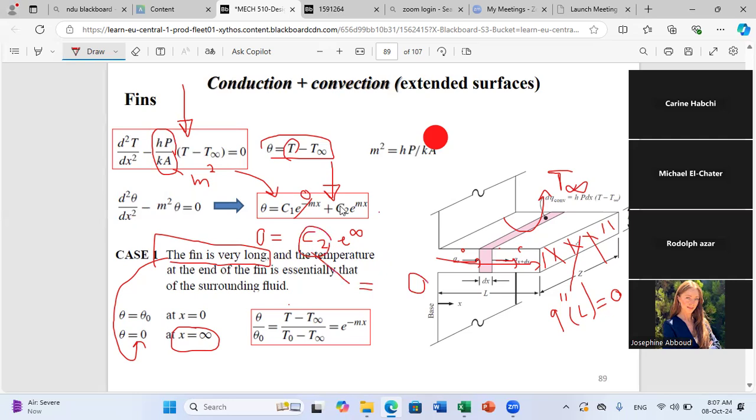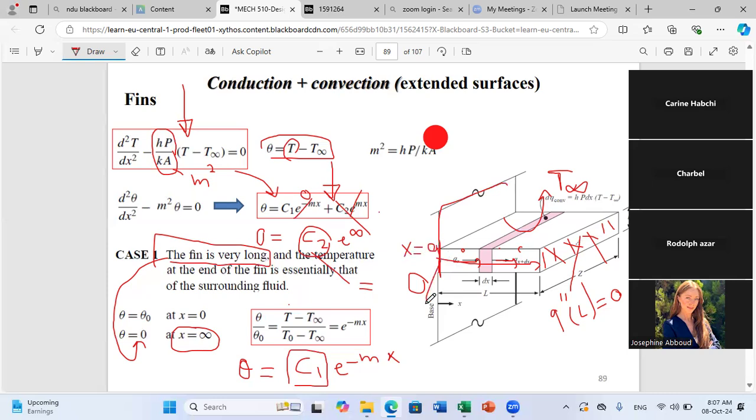Okay, and we just have for this condition, when the fin is very long, theta can be just written as C1 times exponential minus mx. Now we still have to solve for the other constant C1, so we need another boundary condition. In general, they can give us the condition at the base. Whenever we say the base, it's here. So at the base level means x equals 0. They can give us the temperature of the base.